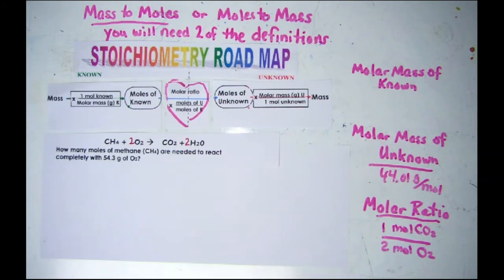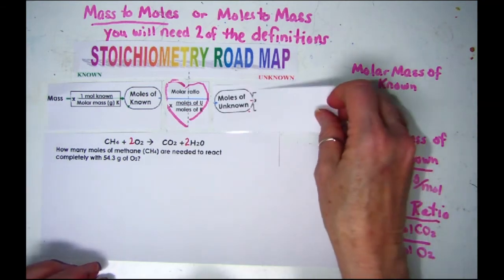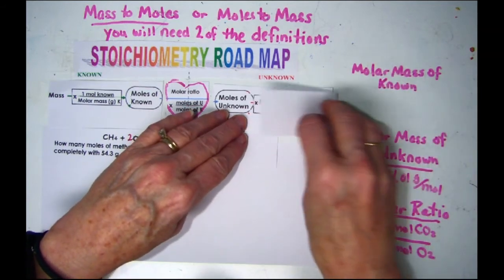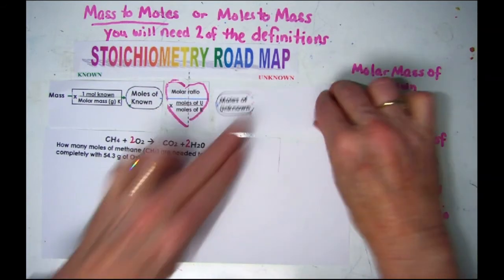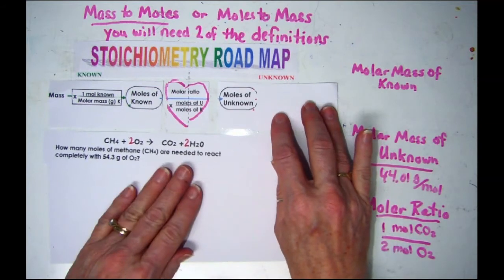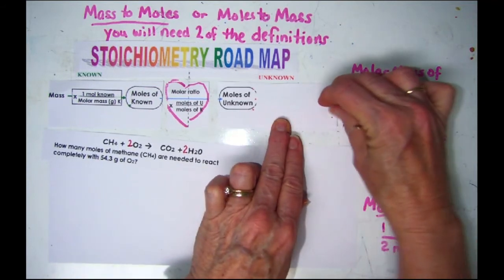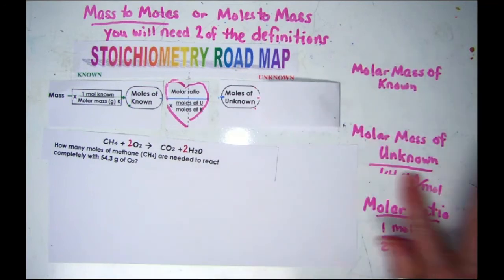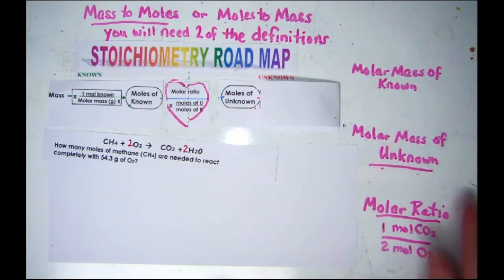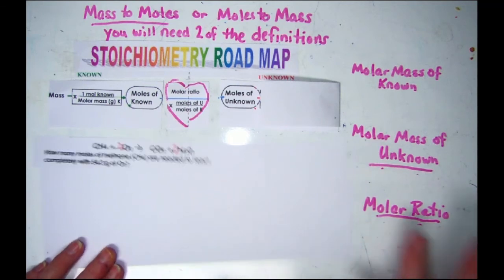All right, so problem number 2 is using the same exact setup, except this time we're asking how many moles of methane are needed to react completely with 54.3 grams of O2. So in this particular case, guys, we are starting with the mass and ending with the number of moles. So I can cover up the last portion of the equation, and we know this is what we're going to need to do.